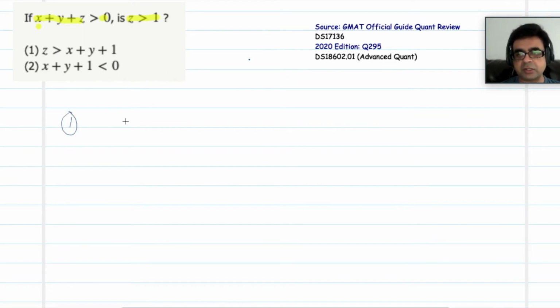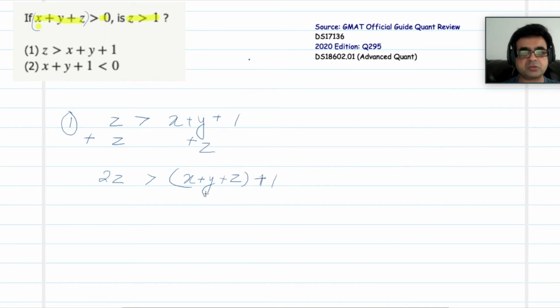So in statement 1, we are given z is greater than x plus y plus 1. Now we are given x plus y plus z, this term. How can we get this term in this inequality? The easiest way to do it is just add z on both sides. Even though nothing is given about x, y, and z, it is safe to add a quantity on both sides of the equation. Whether it's a positive or negative quantity doesn't matter. Where it gets tricky is when you have to multiply it. So since we are adding, we are absolutely fine. So this becomes 2z is greater than x plus y plus z plus 1.